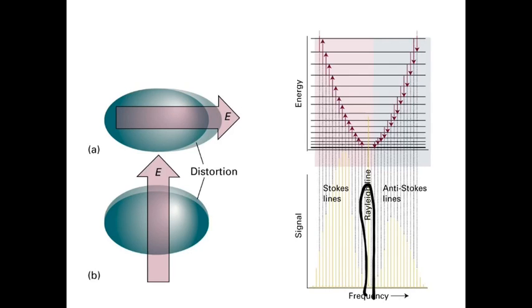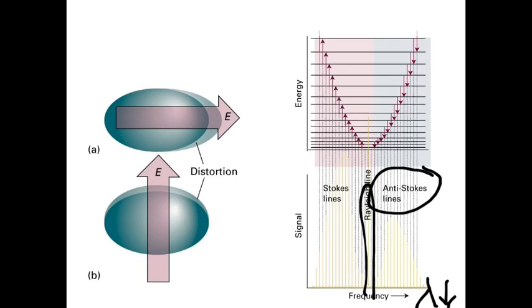Right there. And the frequency of that light should be the same as the frequency of the laser that you're sticking in. Now, if frequency is going up, that means the wavelength is getting shorter. That means that the light gained energy, which means that the molecule lost energy. And these are the anti-Stokes lines here.